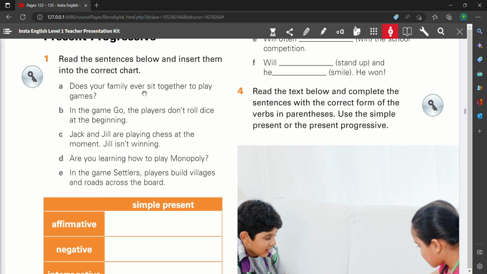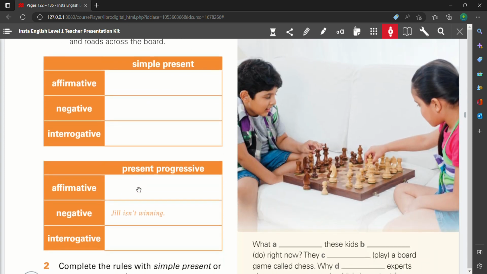Does your family ever sit together to play games? In the game Go, the players don't roll dice. At the beginning, Jack and Jill are playing chess. At the moment, Jill isn't winning. Are you learning how to play Monopoly? In the game Settlers, players build villages and roads across the road.